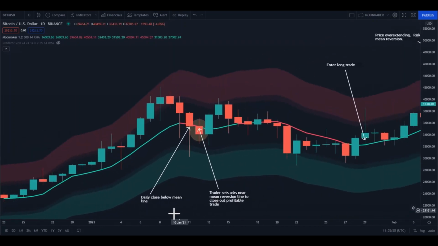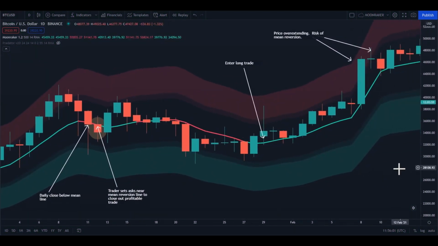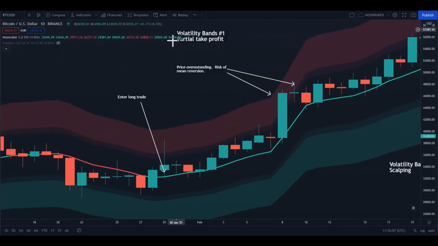The volatility bands either side of the mean line can be used in two ways. The first is as a partial take profit to the strategy we just discussed. So here we can see the trader would have entered a long position the day after price closed above the mean reversion line, and they would have stayed long, but the volatility bands offer an opportunity for the trader to take some partial profit because they indicate that price is getting overextended and may need to revert back towards the mean line. And you can see that happens here, comes back close to the mean line, so the trader could have taken partial profit here and also up here and here, and then reverts back to the mean line.